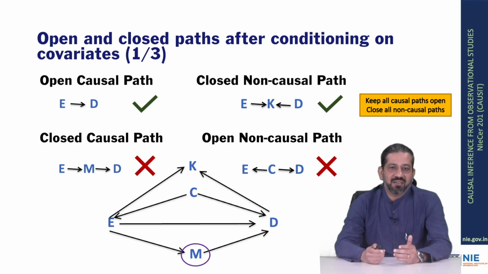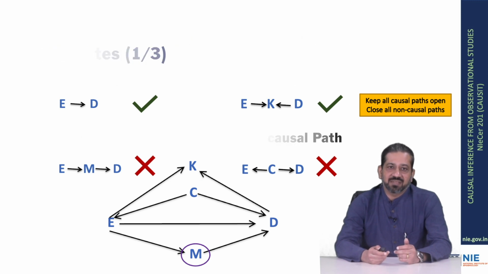So earlier, when we did not condition on M or any other covariate, we had only one problem at hand, an open non-causal path ECD. Now by conditioning on M, we've created an additional problem for making a valid causal inference between E and D, which is that we have closed one of the open causal paths, EMD.